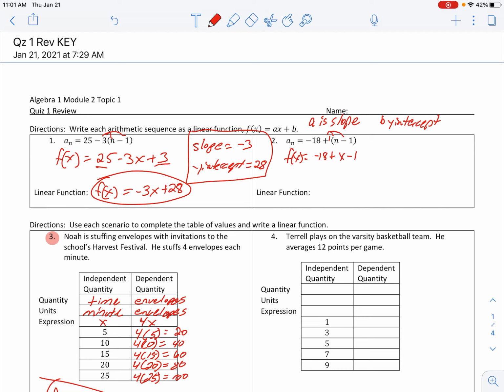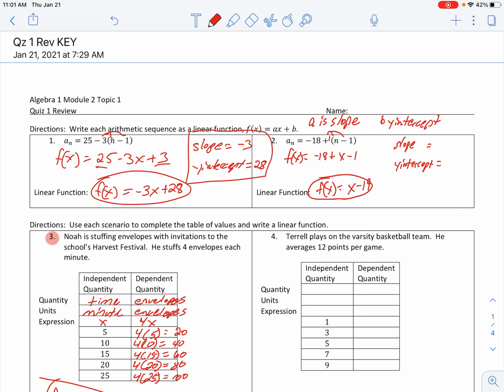1 times x and 1 times negative 1 stays itself. And then after that, I combine like terms, putting the x out front because there are no extras to combine. And then negative 18 minus 1 is negative 19. Follow-up question. Identify the slope. Identify the y-intercept.